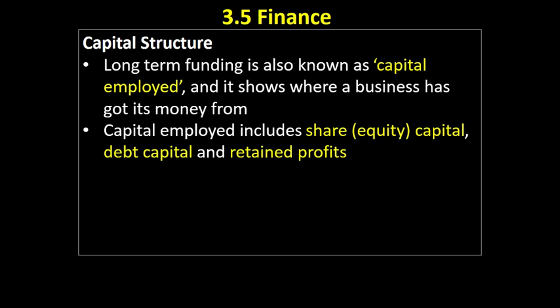When we're talking about capital in terms of operations, of course, we're talking about the machinery, the factories, the buildings that a business uses to produce its products. But we've got a different meaning here. Share or equity capital is money that has been invested by shareholders or owners of the business. Debt capital is money that's been borrowed, usually from banks, but there are other sources as well.